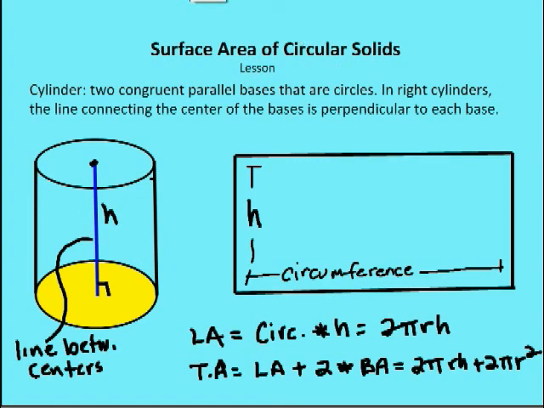Okay, moving on, we're going to talk about total surface area as well. Now remember, we have two congruent parallel bases that are circles in a cylinder. So all we need to do is add the lateral surface area plus 2 times the base area, which is going to be pi r squared. So lateral area plus 2 times the base area gives us 2 pi r h, which is the lateral area, plus 2 times pi r squared.